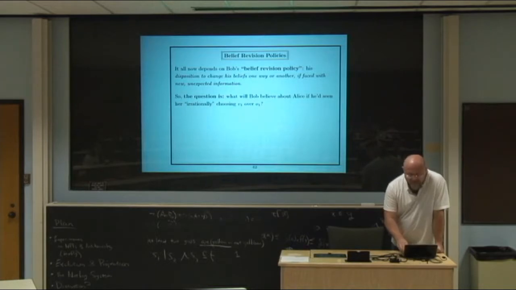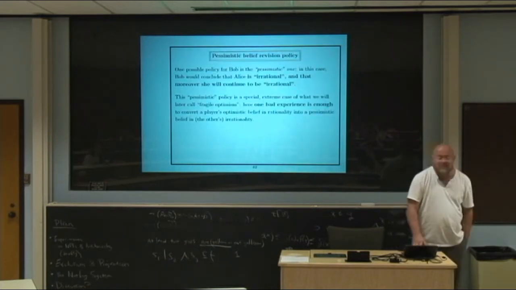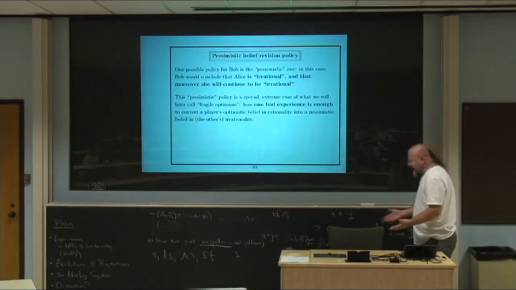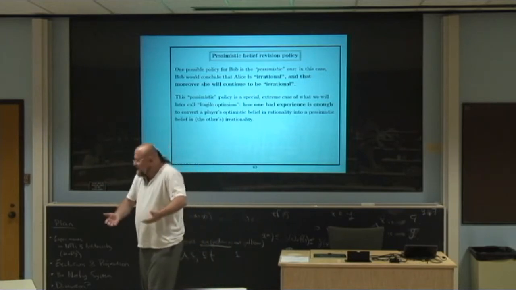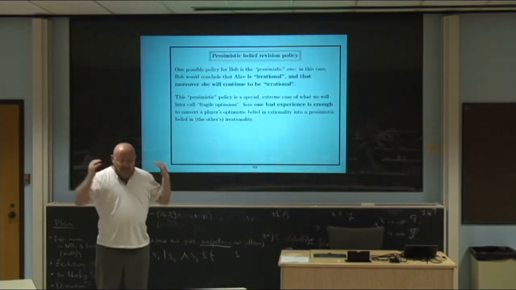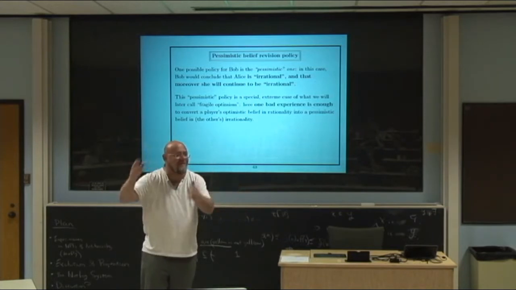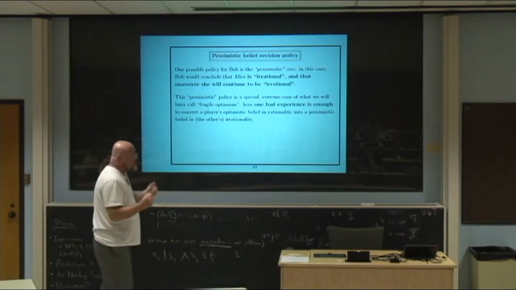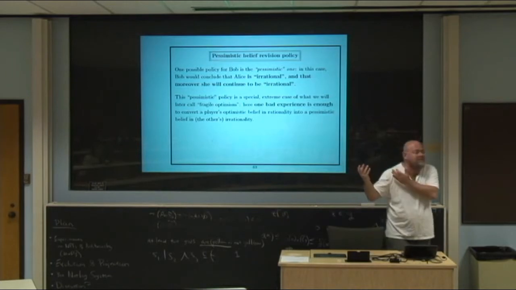So what will Bob believe about Alice if he's seen her irrationally choosing V1 over O1, like going across rather than down? One possible policy is to be pessimistic about rationality. Like one strike and you're out. If you see somebody doing something that appears to be irrational, then they are irrational. And moreover, you believe they'll be irrational from now on, because they've been it once. That's the extremely pessimistic view. It might be naive, but it is a possible policy.